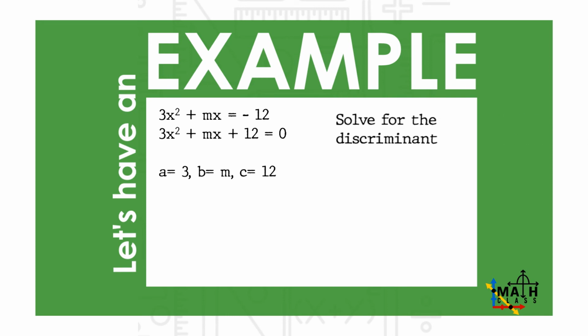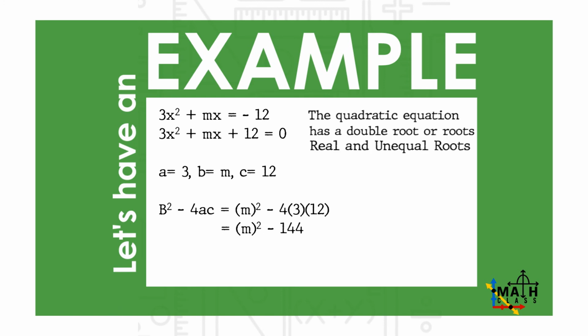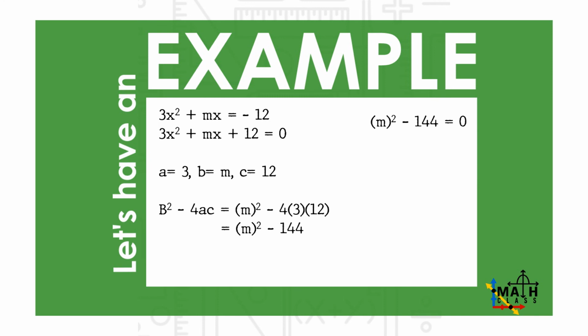Then solve for the discriminant by substituting the obtained values of a, b, and c. Then evaluate. The quadratic equation has a double root, or real and equal roots, when m squared minus 144 equals 0. By factoring, we obtain the values of m, which are 12 and negative 12.